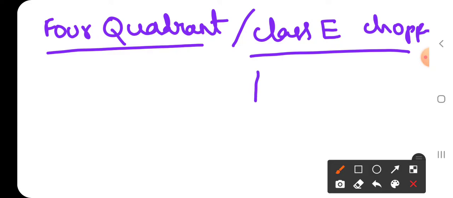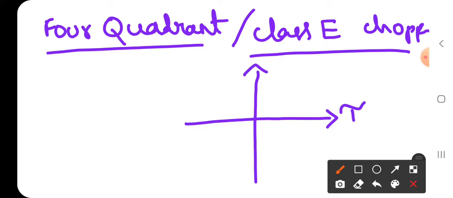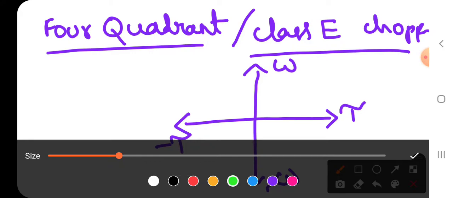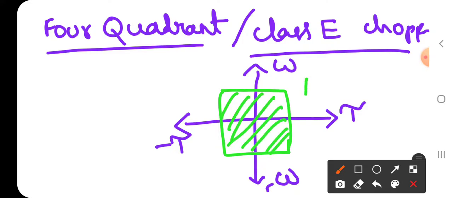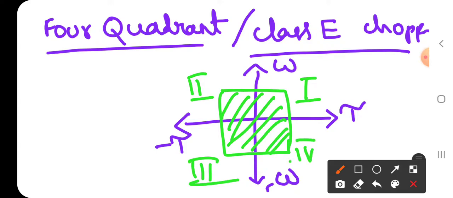Okay, this is torque, this is speed. Our chopper must operate in these 4 quadrants. We want to design the chopper such that it operates in 4 quadrants. This is the first quadrant, second quadrant, third quadrant, and fourth quadrant.